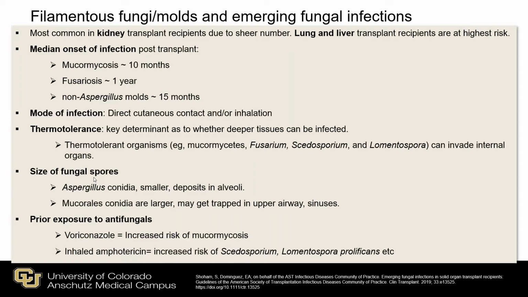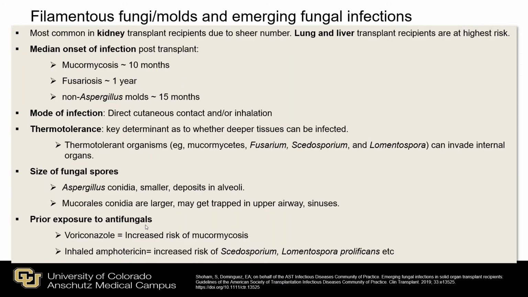Aspergillus conidia are really tiny, and so when somebody inhales them, they directly go and deposit in the alveoli. In contrast, the spores or conidia of mucormycetes tend to be larger and may get trapped in the upper airways and sinuses, hence their predilection to cause upper airway invasive sinusitis, orbital, rhino-orbital disease.